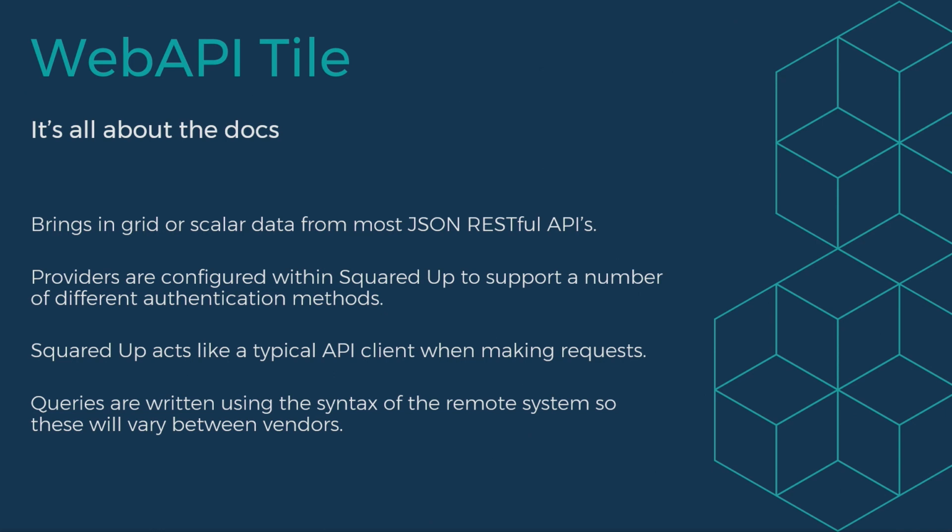So if you're connecting to New Relic versus Solarwinds, chances are they're going to be very different in terms of their configuration, different authentication methods, probably different query syntax. But again, the vendors are obviously very geared up to help you with things like that. And it's incredibly rare that I find a situation online where I can't find an API reference guide that will help me configure an API tile in Squared Up.